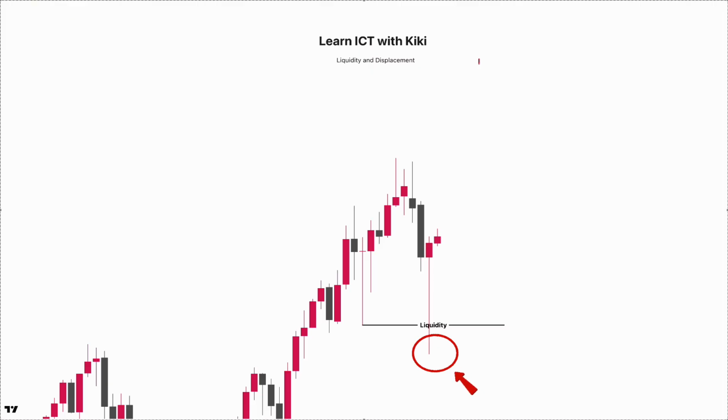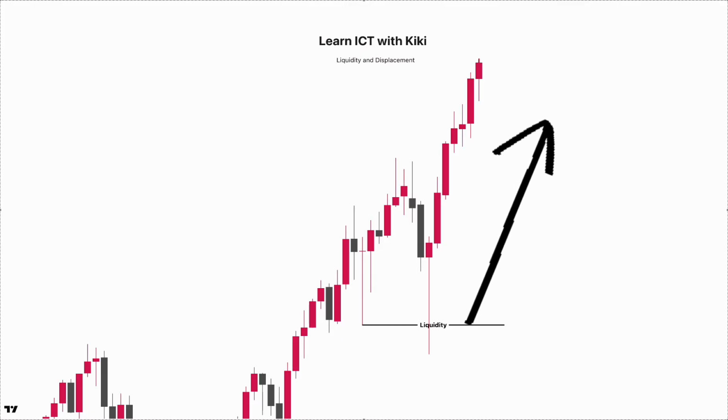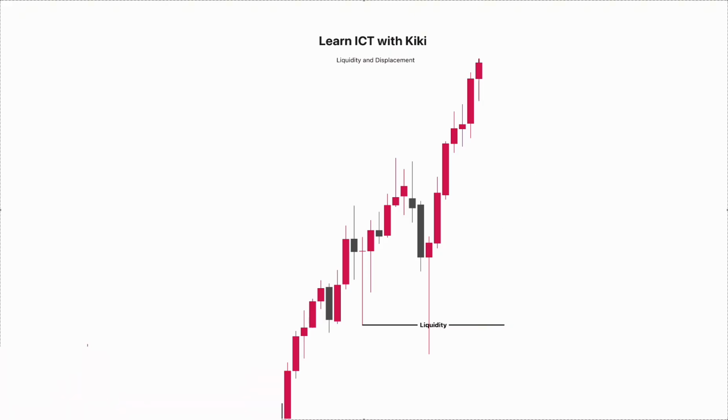Once liquidity is taken, something important happens. The market has completed its objective. The orders that were resting at that level have been filled. Now price has no reason to keep pushing in the same direction. This is when you'll often see price slow down, stall, or suddenly move the opposite way. This shift is not random, it's a reaction to liquidity being collected.